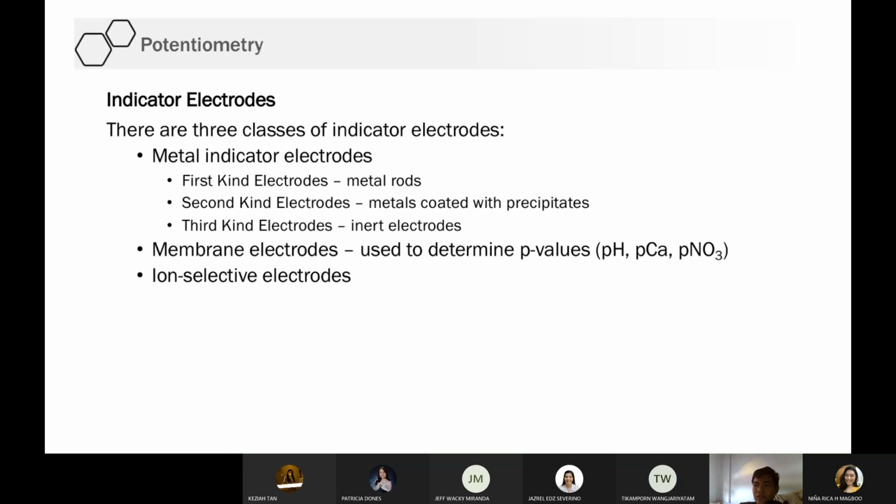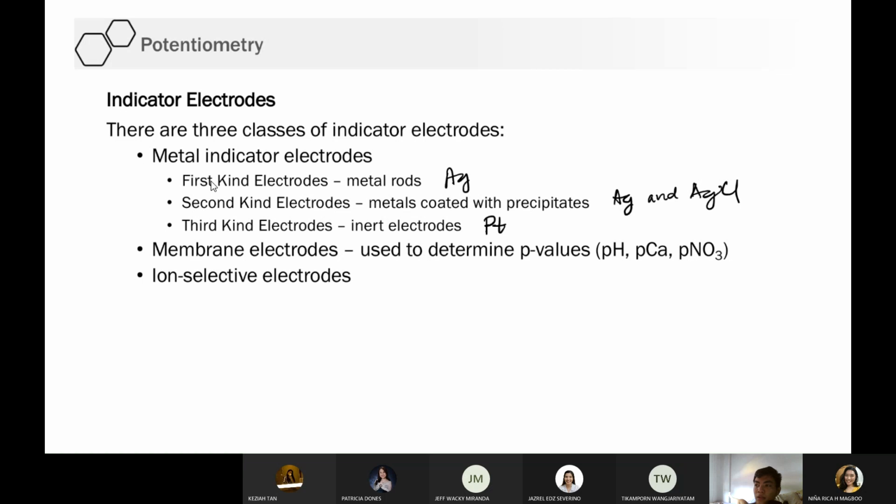The third kind electrodes are the inert electrodes, commonly platinum electrodes. So yeah, inert electrodes or platinum electrodes. Those are the common ones. This is Ag and AgCl. For metal, let's say that's just Ag. So these are some examples. But for inert electrodes, the commonly used one is platinum.